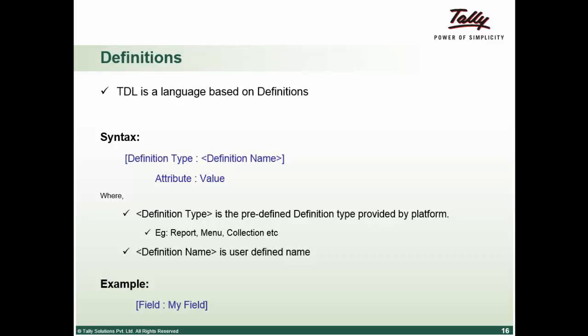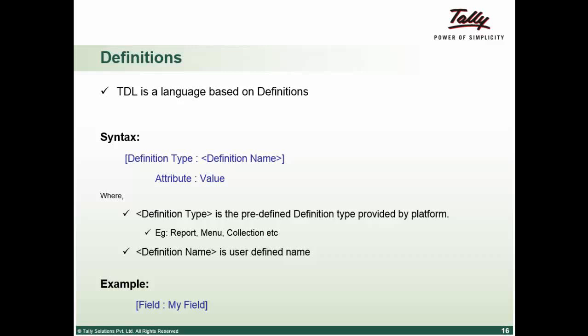The syntax is very simple. Open square bracket, definition type, colon, the definition name. So all the definitions start with an open square bracket and end with a closed square bracket. Definition type is the name of a predefined definition types list available in the platform. As we could see, we have the collection, menu, report, form, part, line, field, button, table.